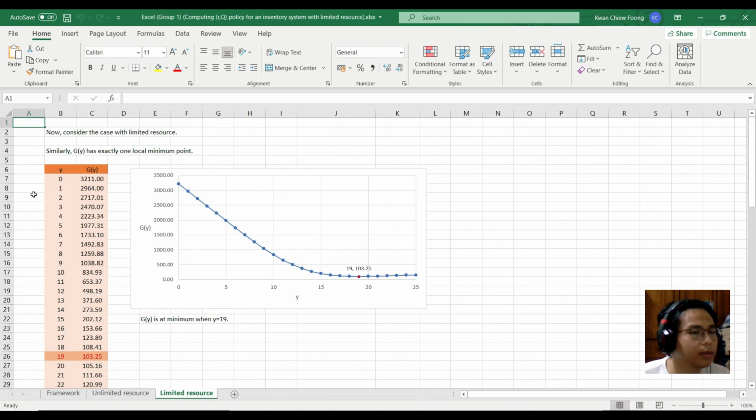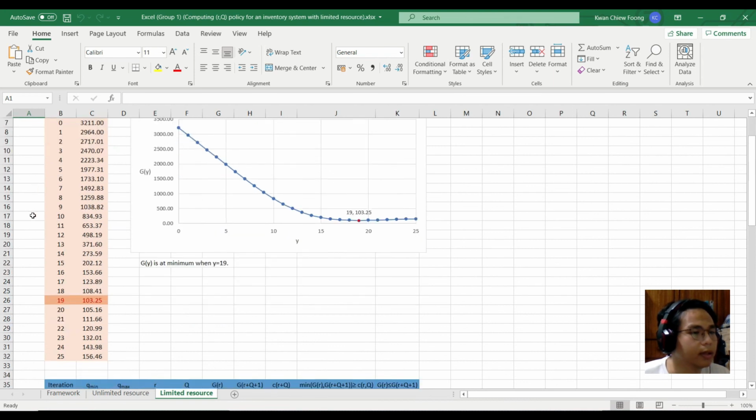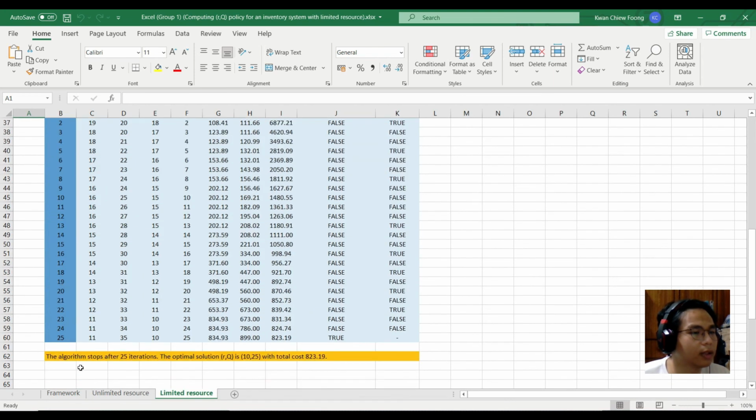The algorithm for limited resource is exactly the same. This time we obtain our optimal solution after 25 iterations. So basically this is how our model works. Thank you.